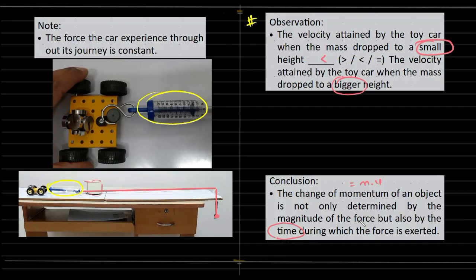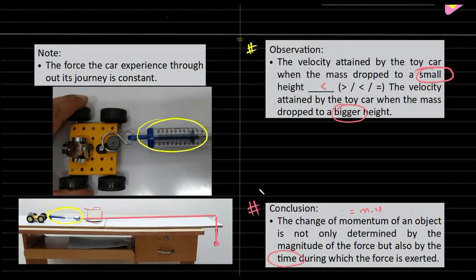Yes, the magnitude of force is also a factor. If the magnitude of force is not the same, then we can't talk about it. But we are talking about a constant force because the setup is the same. But the duration for which the force was applied was different. And so we can conclude that the change of momentum of an object depends on the time factor as well. So that is your conclusion.